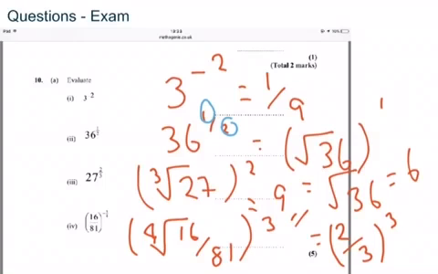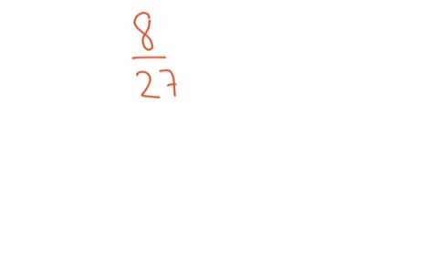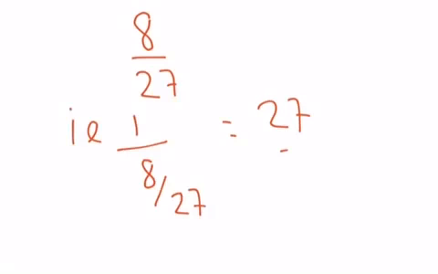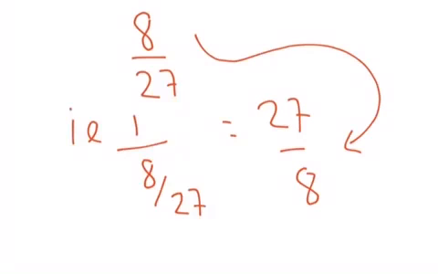Now, the final step then, remember we're raising this to the negative power, so we need to take the reciprocal of 8 over 27, i.e. 1 over 8 over 27, and the simplest way of doing that is just to flip it over. So 1 over 8 over 27 is the same thing as 27 over 8. So you could just go straight from 8 over 27 to 27 over 8 by just flipping that fraction or turning it over on its head.